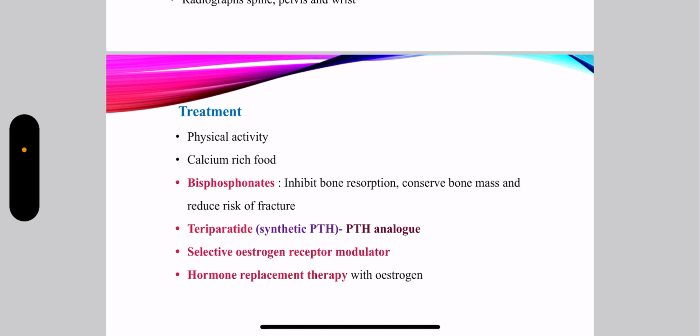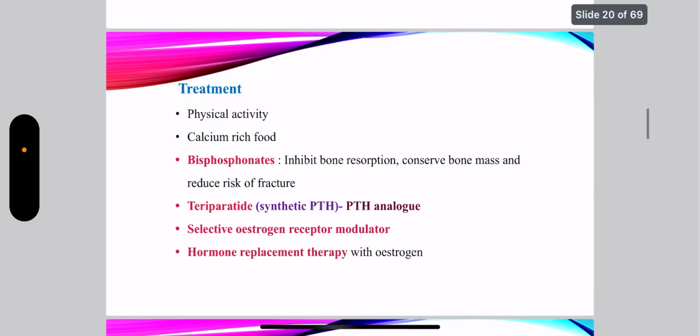Biphosphonates inhibit the process of bone breakdown, conserve bone mass, and decrease the fracture risk. Then teriparatide and selective estrogen receptor modulators prevent the loss of bone, improve bone mineral density, and decrease the risk of vertebral fracture. Hormone replacement therapy with estrogen can also be given. If estrogen is started just after menopause, it can be useful in conserving the bone mass. So that was all about osteoporosis.